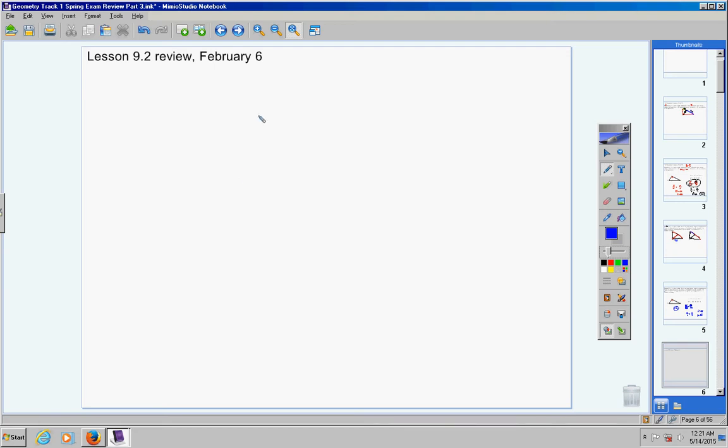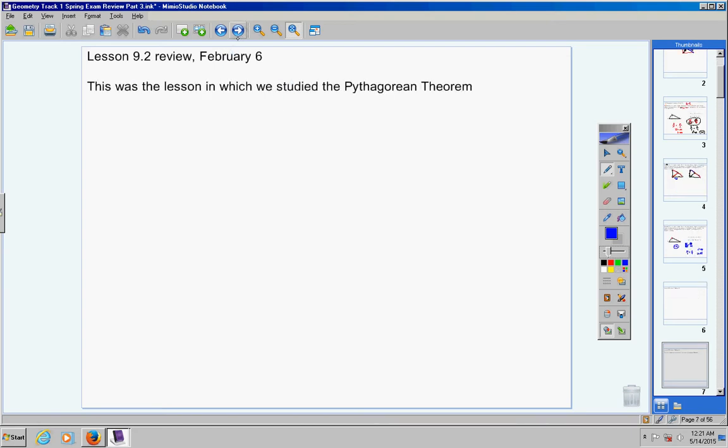Lesson 9.2 review. If you want to look in your notes, you'll find those notes on February 6th, okay? February 6th. This was the lesson in which we studied the Pythagorean Theorem. So as you can imagine, I don't have a lot to say on this lesson, but I still want to go over a couple things.